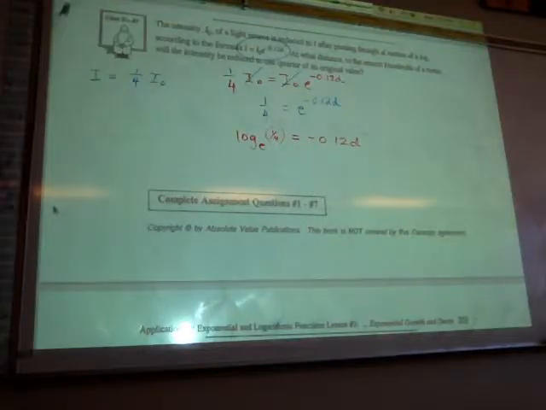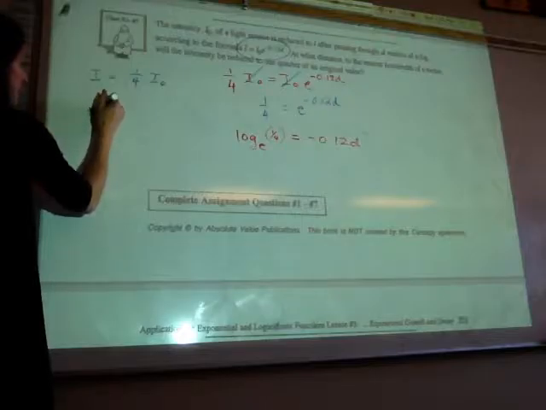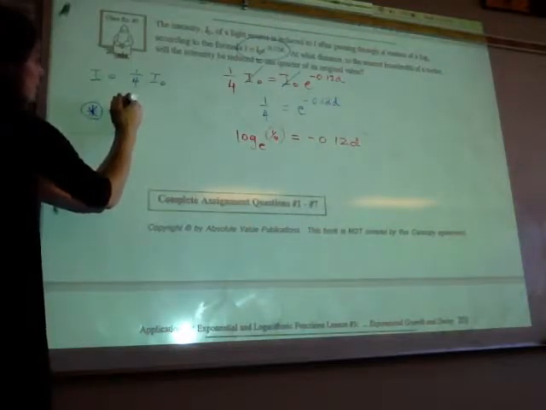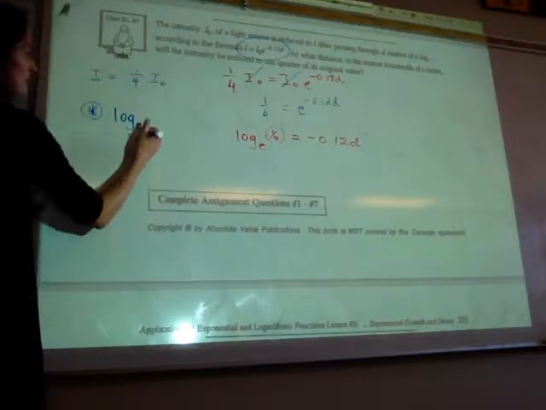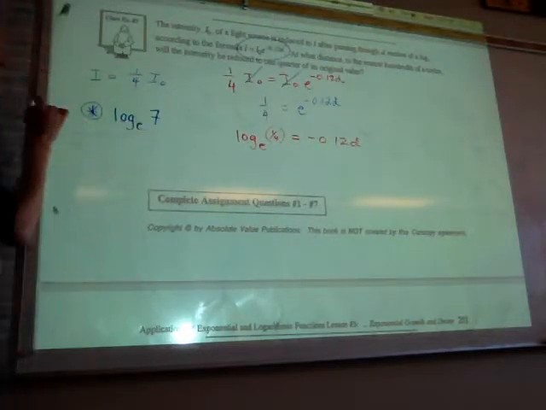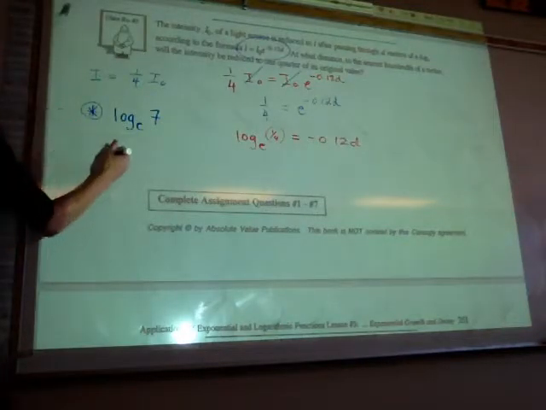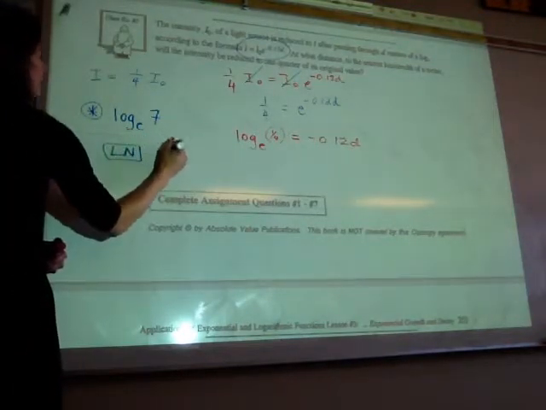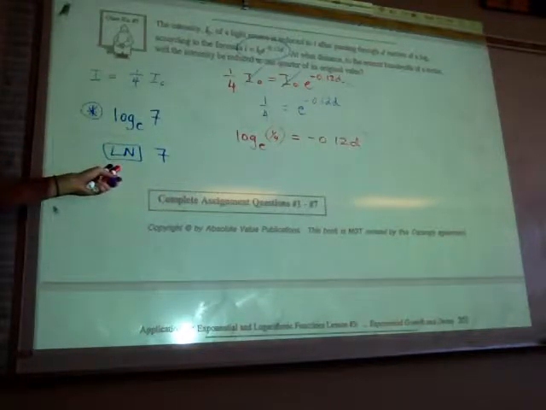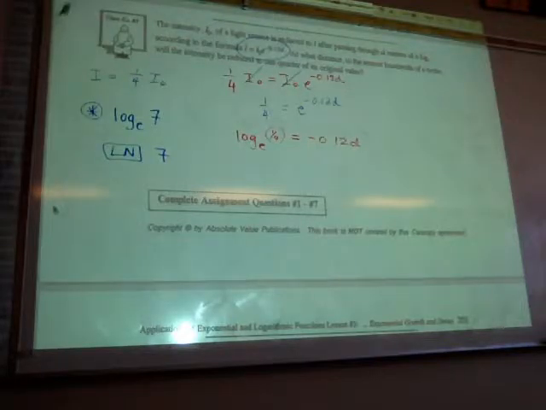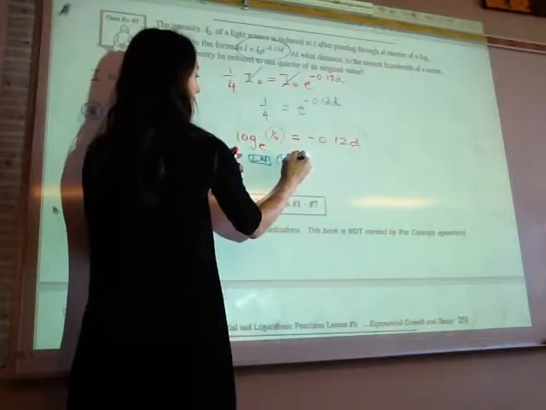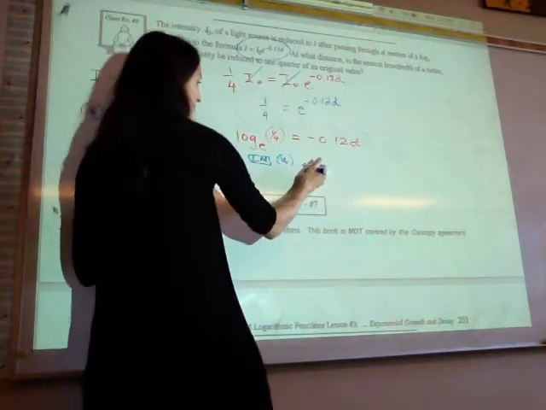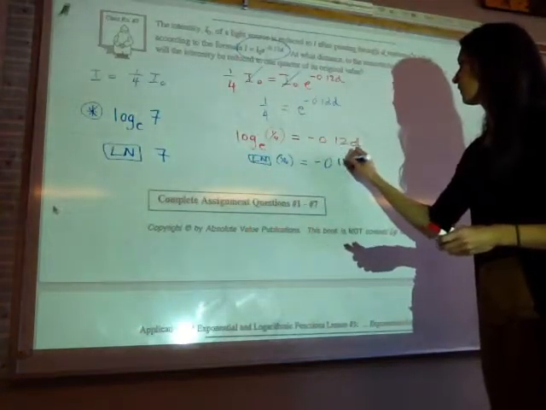And like I said, we briefly went over this in one of the lessons. So I'm just going to make a note. If you say add logarithm base e to 7, okay, argument 7, in your calculator, you would press ln 7. Ln is the equivalent of log base e. So here, we could calculate ln 1/4. And then we have that equal to negative 0.12d.